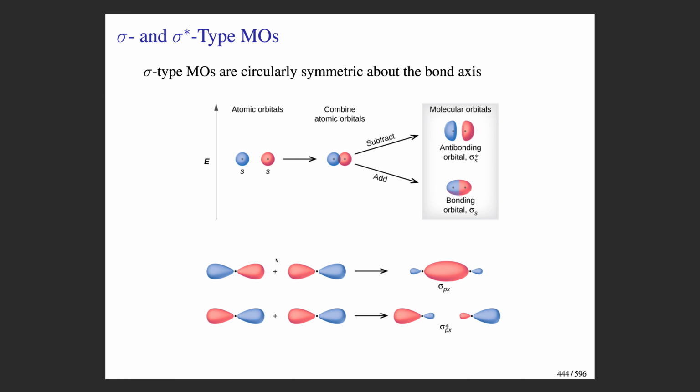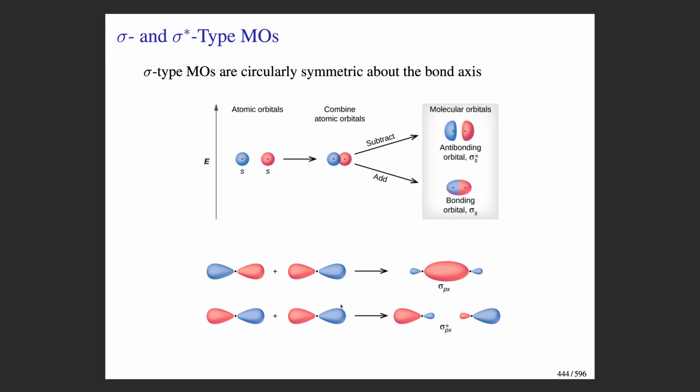They are phase matched in the sense that between the two atoms, you're going to have a buildup of amplitude in the molecular orbital wave function. And so this is going to lead to electron density being shared between the two atoms. That's the bonding type of orbital.